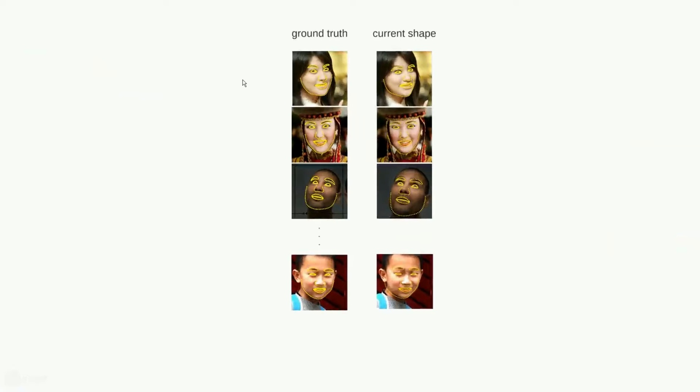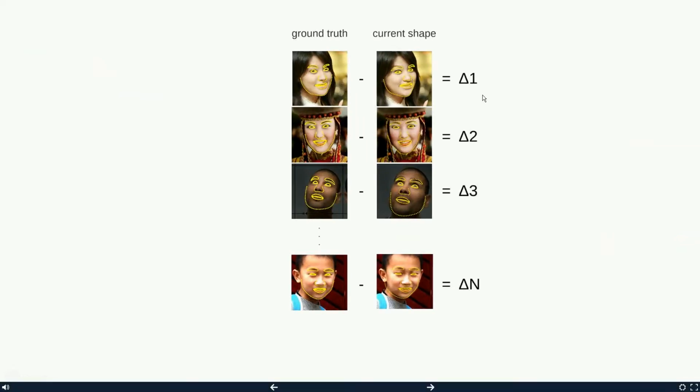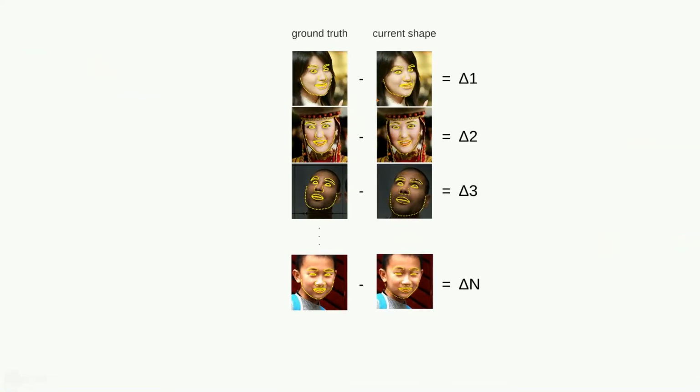So now we understand how we get the current shape. Using the current shape and the ground truth, we will determine a delta value. That is the difference between the current shape and the ground truth. Now this is a 388 dimension vector, given that we have 194 landmarks in our model. And once we add this vector to the current shape, it will become the ground truth.